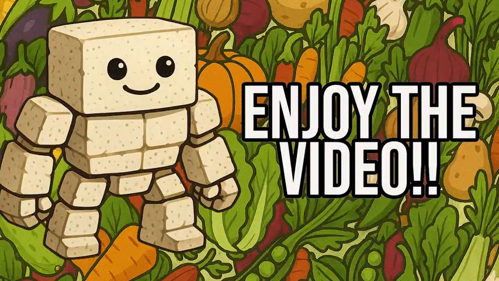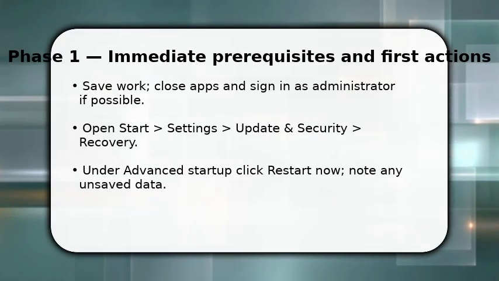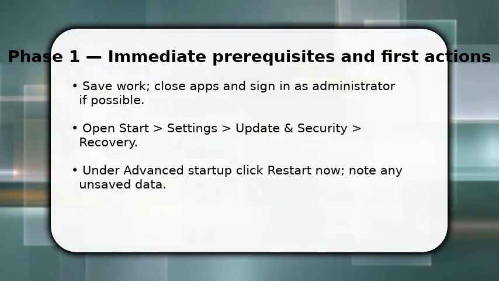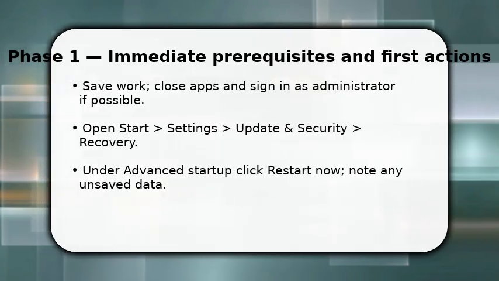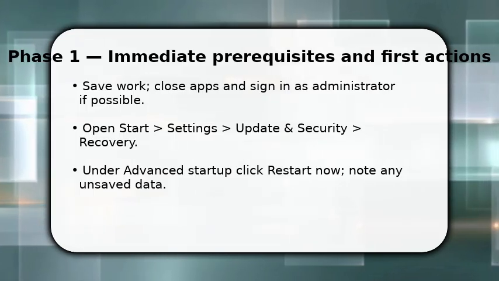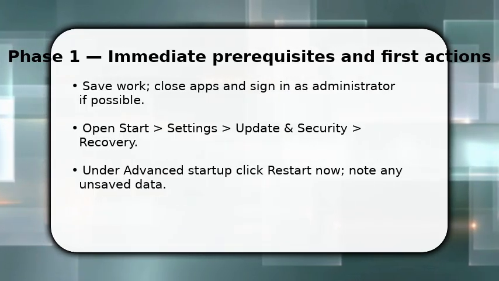Please enjoy the video. You start by saving your work and closing apps. This avoids data loss. Then, sign in with an administrator account so options appear. Open Start, go to Settings, choose Update and Security and select Recovery. Under Advanced Startup, click Restart Now.